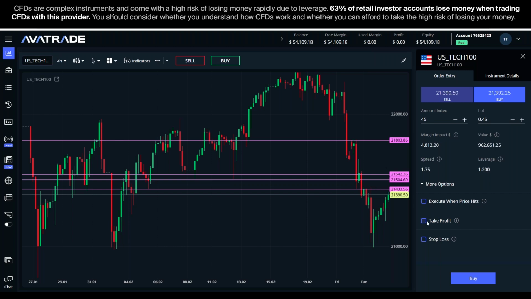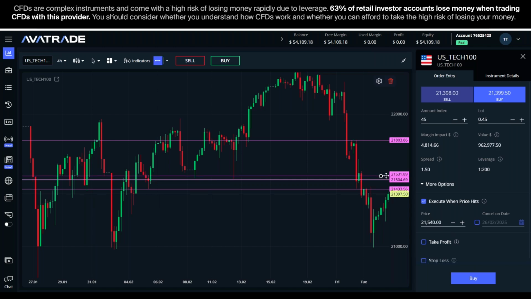Okay, so if I'm looking at this and saying execute when price hits, or we should say if the price hits 21,540, okay, if it hits up in this area, 21,540, then take profit at 21,803.